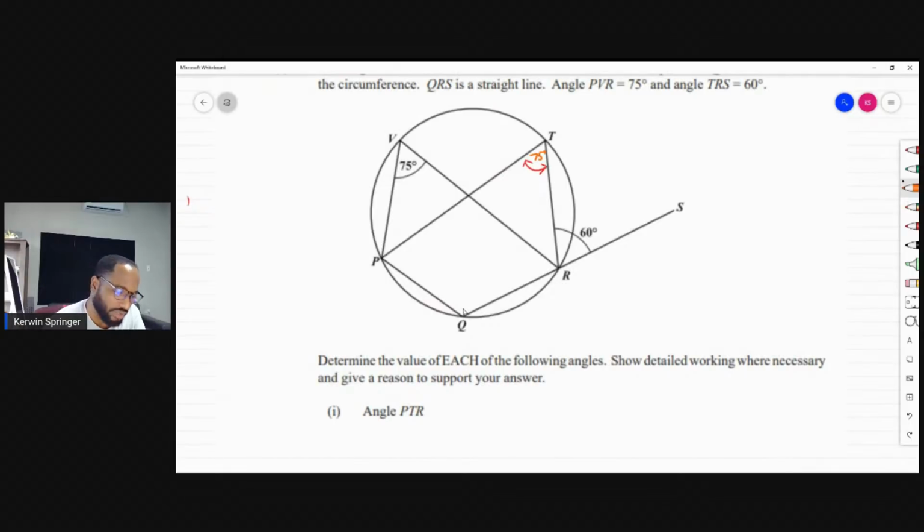TPQ. So I want you to find this angle here. How are we getting that angle? How are we really getting that angle out here? All right, I kind of have an idea for that angle.